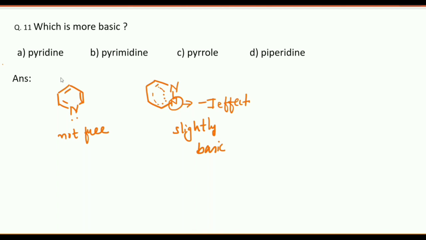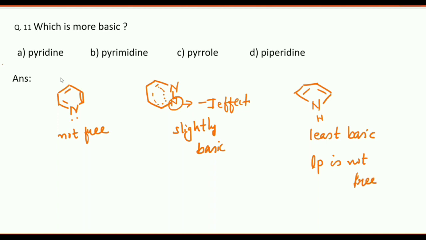And the third one is pyrrole. The structure of pyrrole is like this, NH, then two bonds are there. So here it is least basic. The pyrrole is least basic because the lone pair is not available here. Here the lone pair is not free.